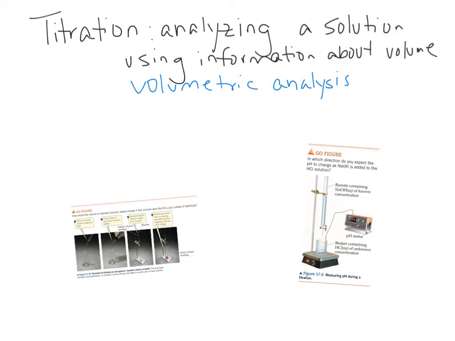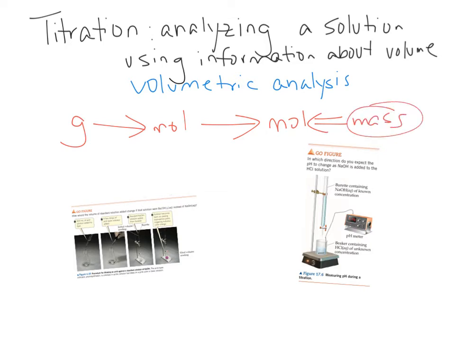But you're familiar with analyzing solutions or solids by using information about mass. Last year, and even this year, we used the mass scale. You used it in your first lab to mass substances, and then from those grams you find out how many moles you have, and then you use that in stoichiometry to find out how many moles you have of something else. So that's an analysis using mass. We're going to do something similar today, but instead we're going to take volume and try to find out about moles of something and how that relates to moles of something else using a balanced reaction.